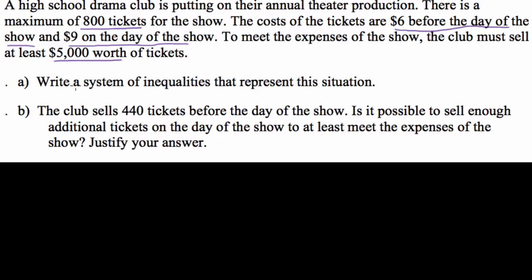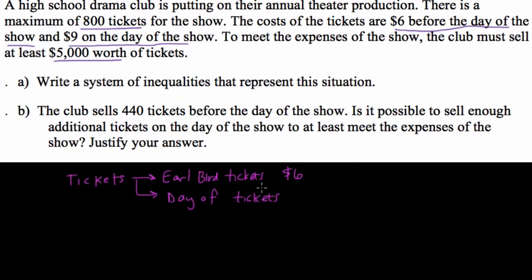So first I want to write a system of inequalities that represents the situation. Here I think it's a really good idea to classify the tickets into two categories. We have, let's call them the early bird tickets, and those are $6 each. And then what else do we have? We have the day of tickets. You buy the tickets on the day of the show for $9.